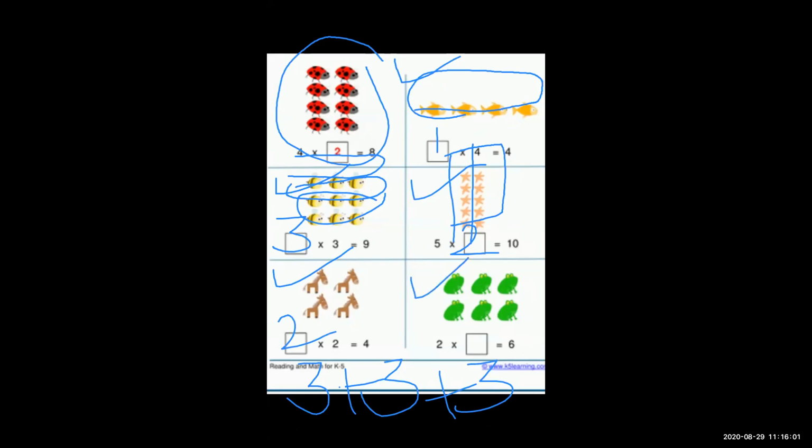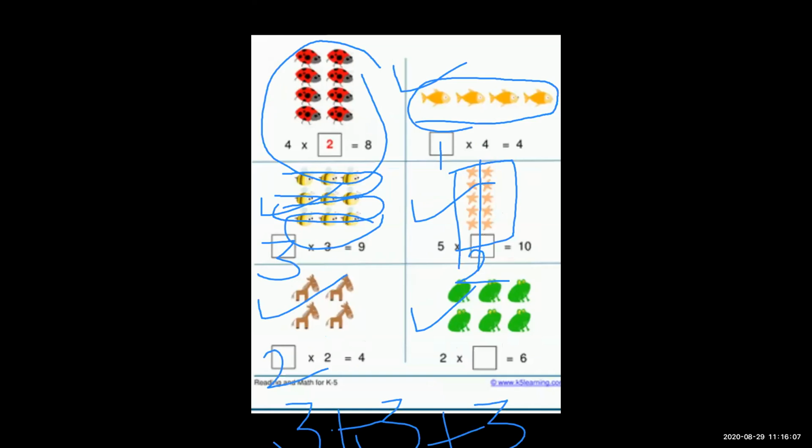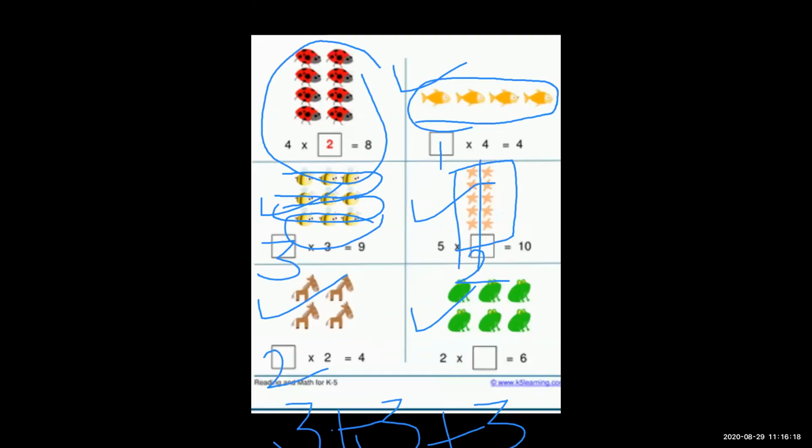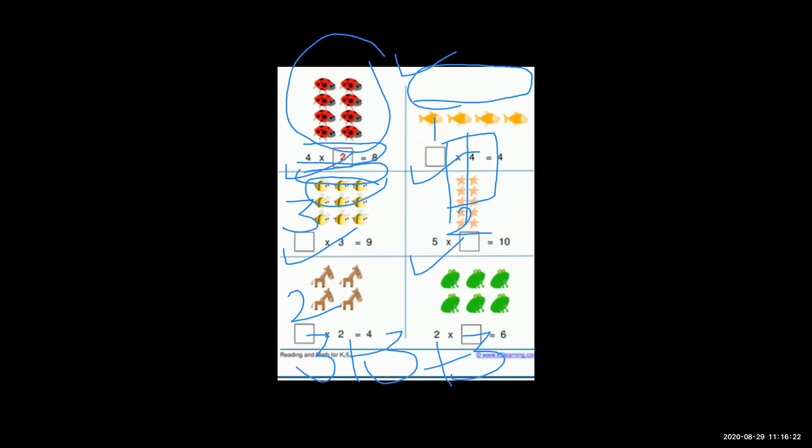It is the last. Tell me what will come? 2 into dash is equal to 6. The answer is already given to you. Yes, very nice. This is the 2 columns. In each group, how many objects are given to you? 3. 2 into 3. Very good.